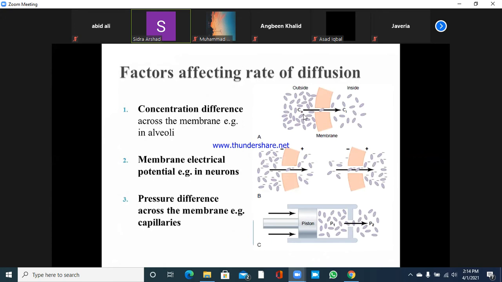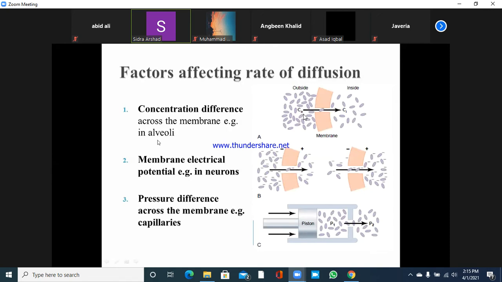If the concentration of a particular substance is higher on one side and lower on the other side, like you can see over here across the membrane, then these ions or molecules will move from the area of higher concentration to the area of lower concentration. So this is pretty simple.